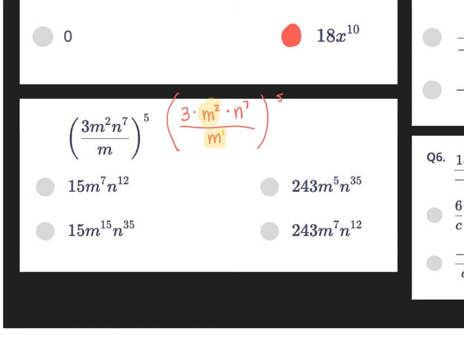So my new expression is 3 times m to the 1st times n to the 7th, all to the 5th. And I'm going to distribute this 5 to each term. So this becomes 3 to the 5th, m to the 5th, n to the, what's 7 times 5? 35. All right?